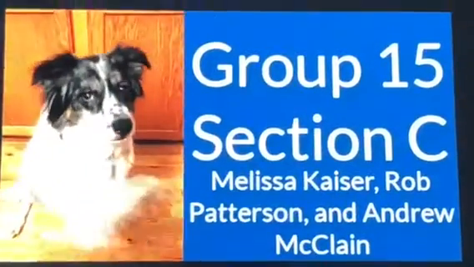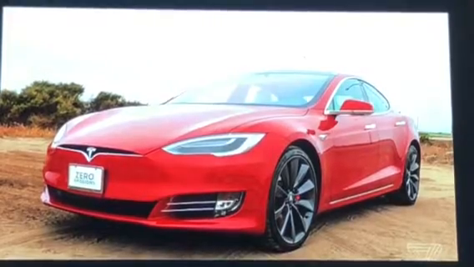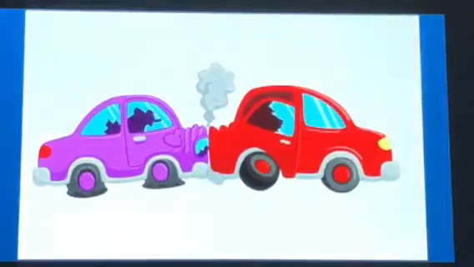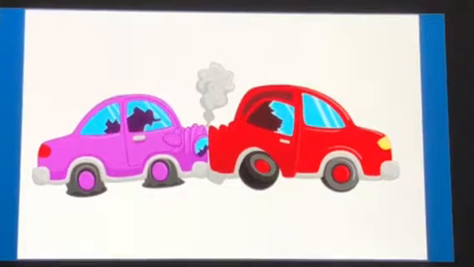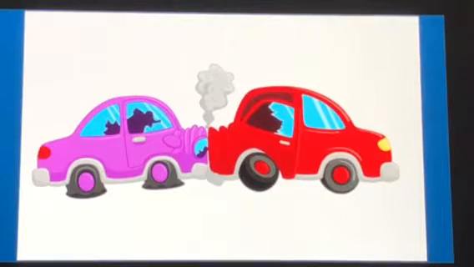Hi, we're Group 15 in Section C of Intro to Feedback Control, and we are modeling the Tesla SP100D with a Cruise Control PID controller. Merging onto highways can be a very dangerous part of driving. In 1999, 19,000 car accidents happened while merging onto high-speed roadways.